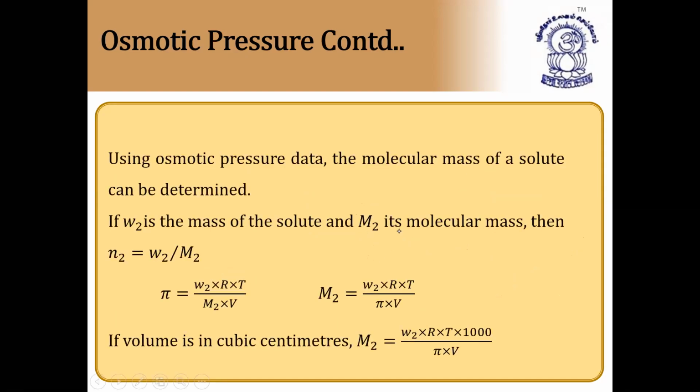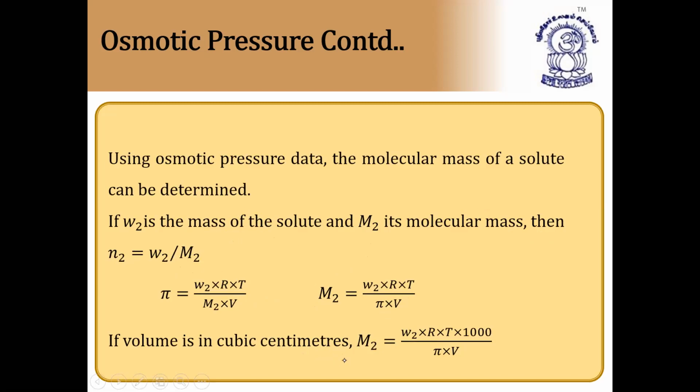Using osmotic pressure data, the molecular mass of solute can be determined. If W is the mass of solute and M2 is its molecular mass, then N2, the number of moles, is equal to weight by molecular weight. So by using this, we can change the formula: Pi is equal to W2RT by M2V, where M2 is equal to W2RT by piV. V is the volume, and pi is the osmotic pressure, which we are going to find. And in this also, we can find out M2.